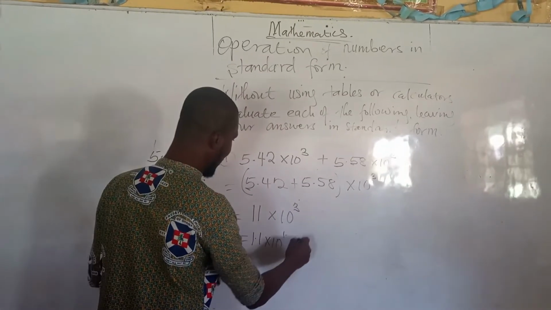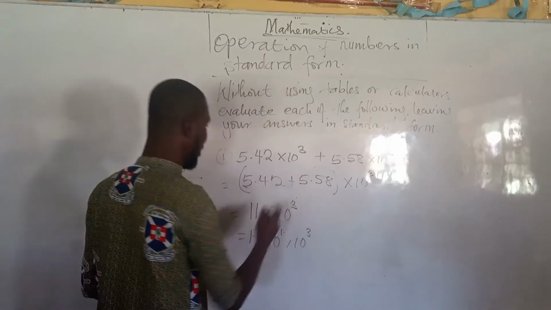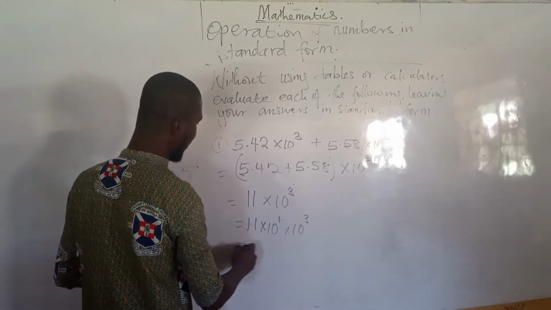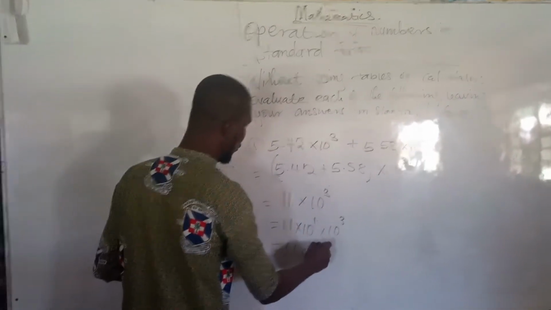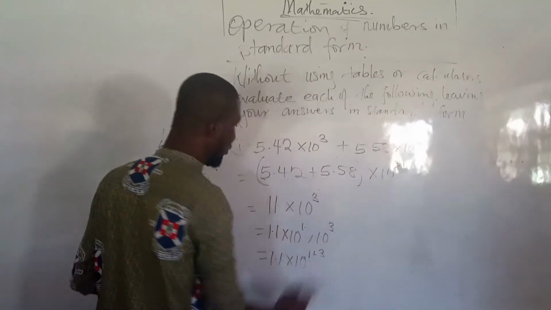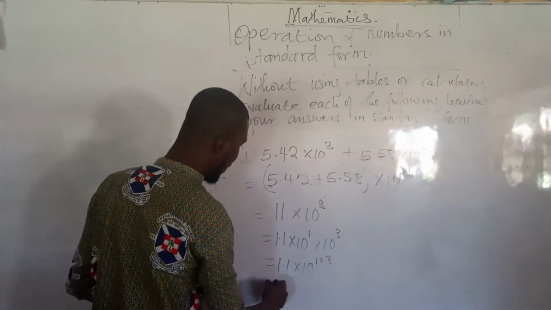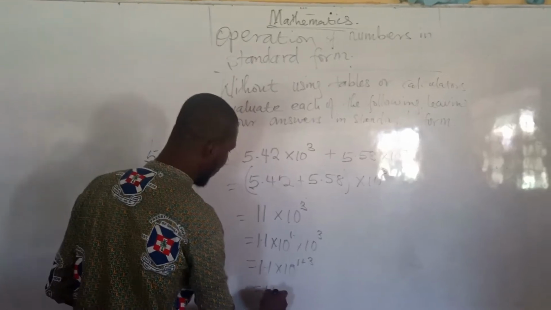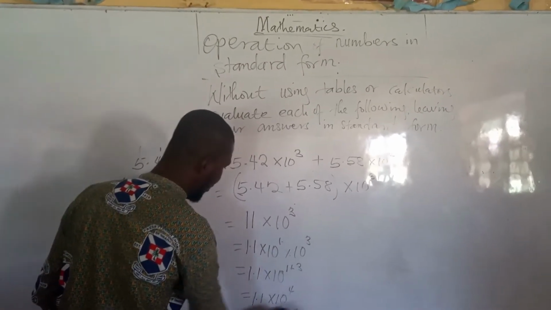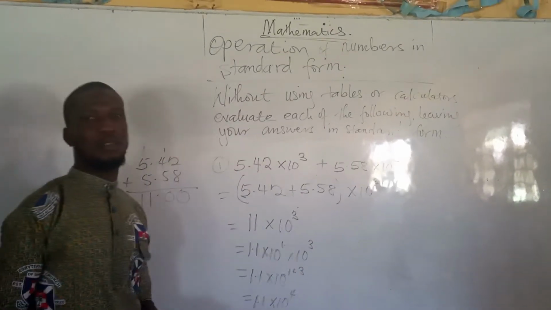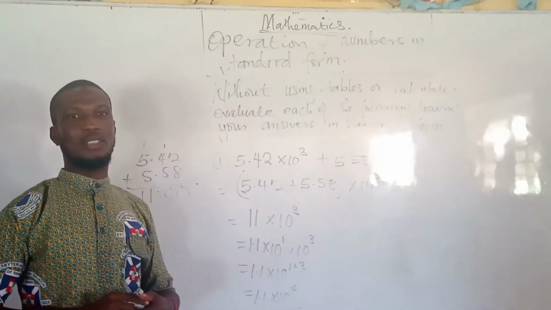Then times 10 exponent 3, which is here. And this is going to give us 1.1 times 10 exponent 1 plus 3, according to the laws of indices. So that's going to give us 1.1 times 10 exponent 4. And this is our final answer for this in standard form.